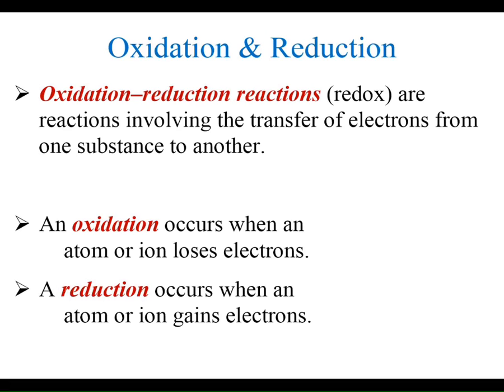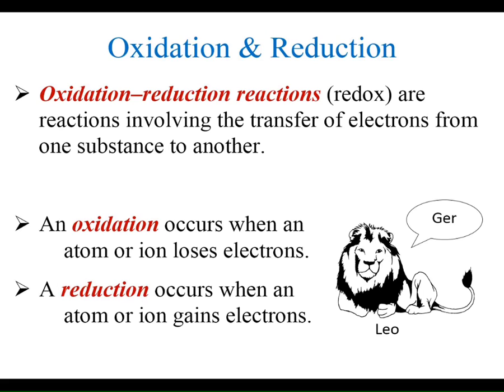The way that I always memorize this is: lose electrons is oxidation, LEO. Gain electrons is reduction, GER. Leo the lion goes GER. That's how I remember that. So lose electrons is oxidation, gain electrons is reduction.